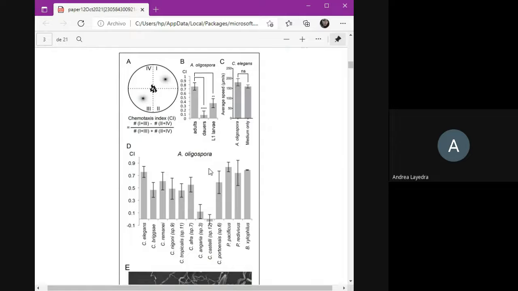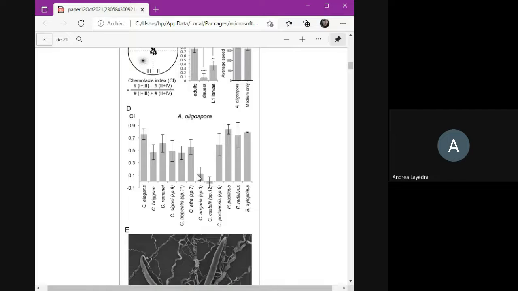They observed significant attractions toward A. oligospora in six other Caenorhabditis species, and in three additional nematodes, species that are more phylogenetically distant from C. elegans. They found that these species were also attracted to this fungus, indicating that A. oligospora produces diffusible compounds that are attractive to a variety of nematodes to help lure prey and induce trap morphogenesis.